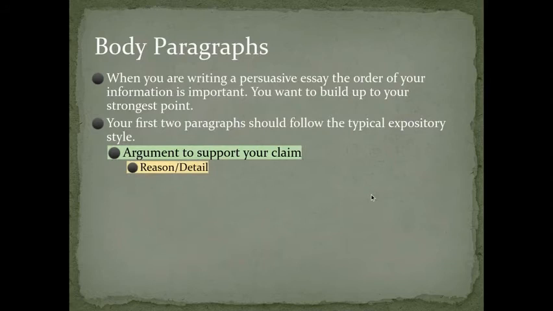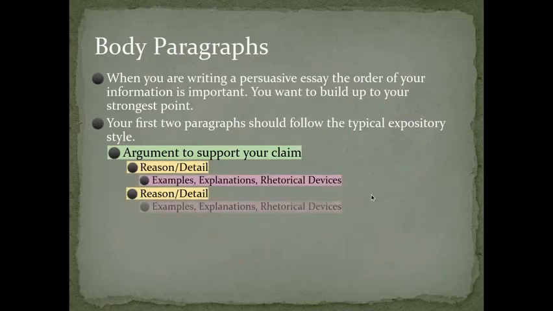All right, so for your first two body paragraphs, you can see this is a very typical expository paragraph. You start with your argument that supports your claim. Again, you start with your weakest argument and you build to your strongest argument. But you give your argument, and then you need to give a reason or a detail that supports that argument, and then you're going to flesh that out with examples and explanations and using those rhetorical devices.